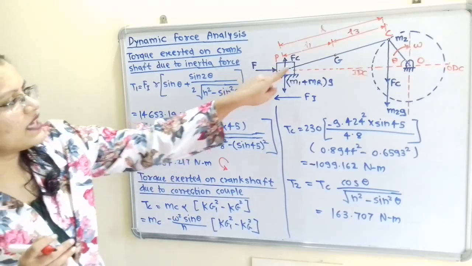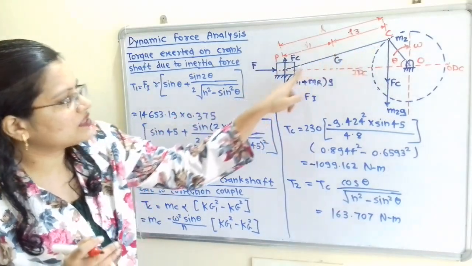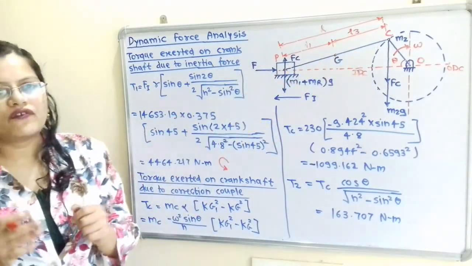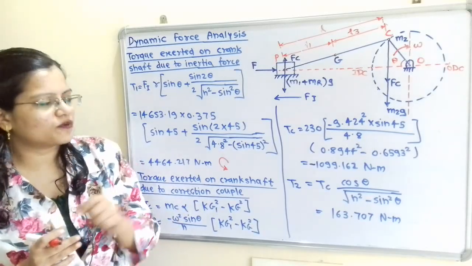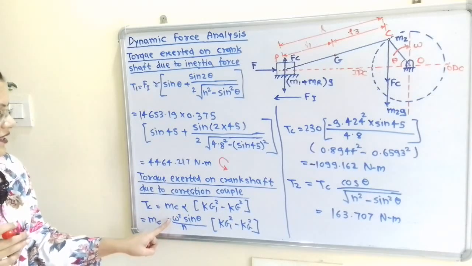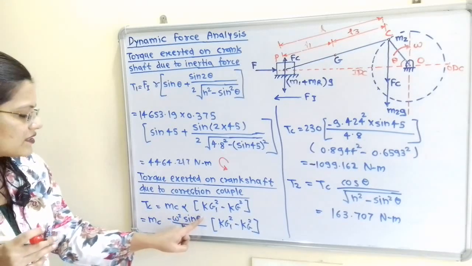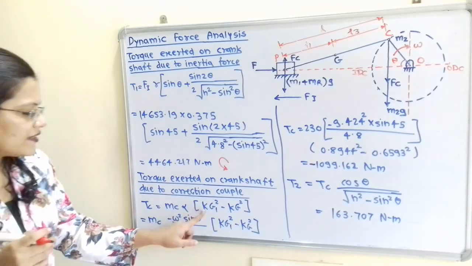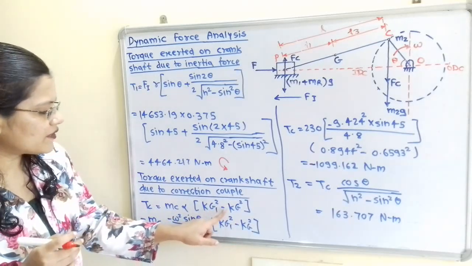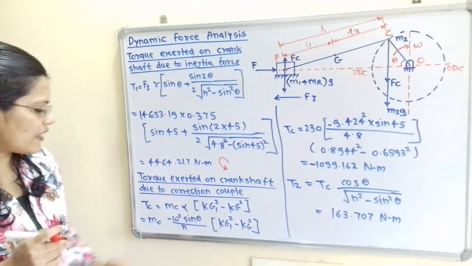So what is the angular acceleration for this connecting rod? For that we have a formula. In the previous video we have seen the formula to calculate this alpha, that is minus omega square sin theta divided by n, and in bracket kg1 square minus kg square. So we have calculated this.